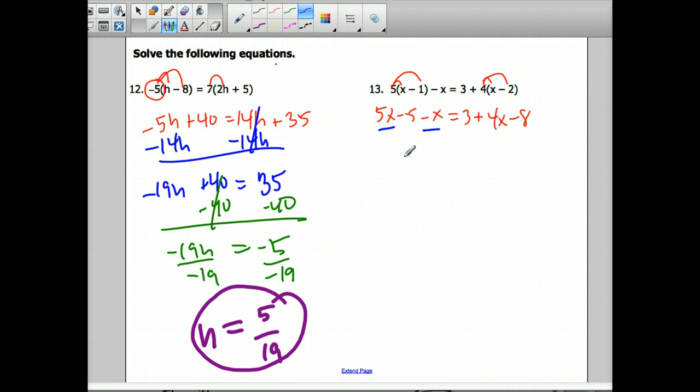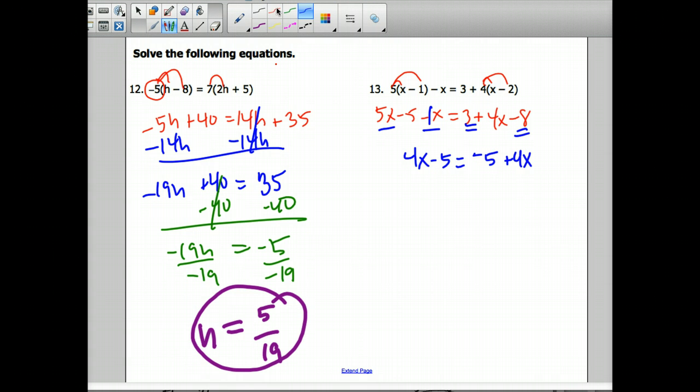So now like terms on the left, I only look at one side at a time. 5x and negative x, those are like terms. It's like a negative 1x. So it gives me 4x minus 5 on the left. Here I have 3 and negative 8 are like terms on the right, so I'm going to combine those. It gives me a negative 5 plus 4x.